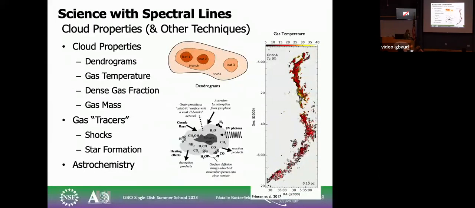Okay, so for the last few minutes that I have, I wanted to talk about other cloud properties and other techniques. So for example, discussing dendrograms, gas temperature, dense gas fraction, gas mass, looking at different types of tracers. For example, tracers are molecular lines that are associated with shocks versus star formation, or astrochemistry. I'm not going to talk too much about astrochemistry because that's what Brett's going to be talking about tonight for his talk. So I wanted to mention it here as other types of science that you can do, but I'm not going to discuss that for my slides here.